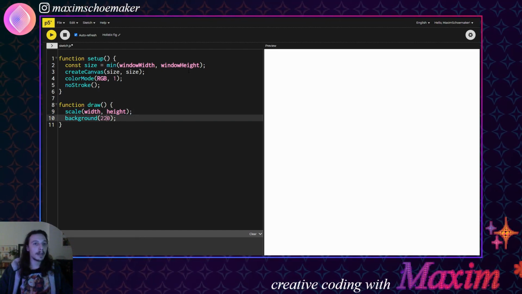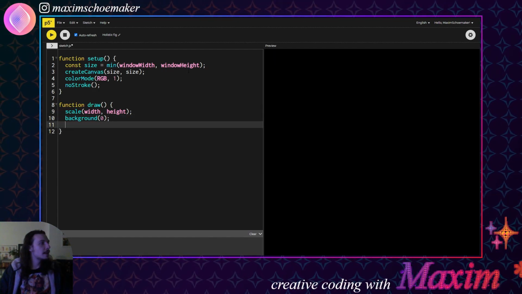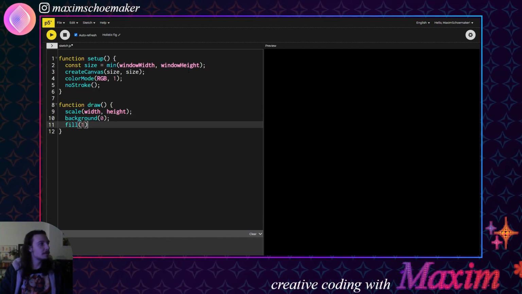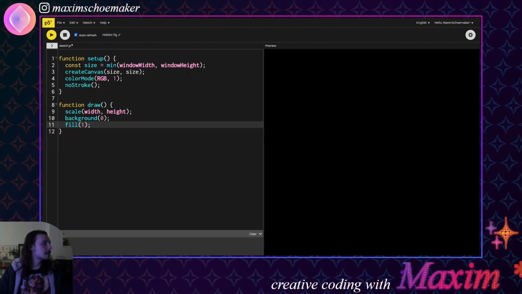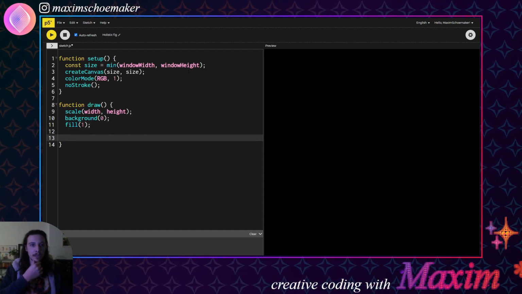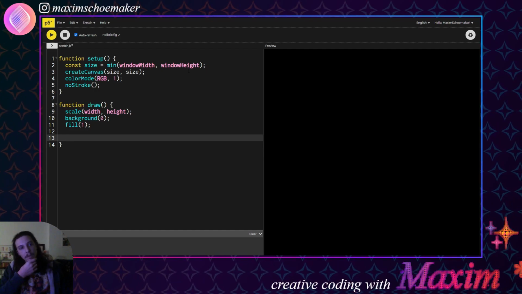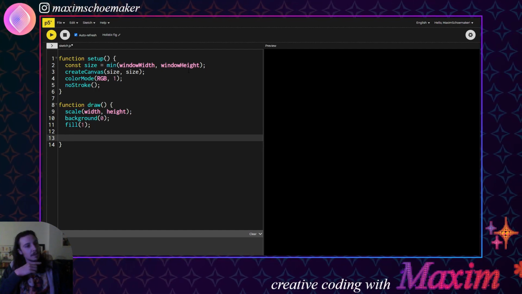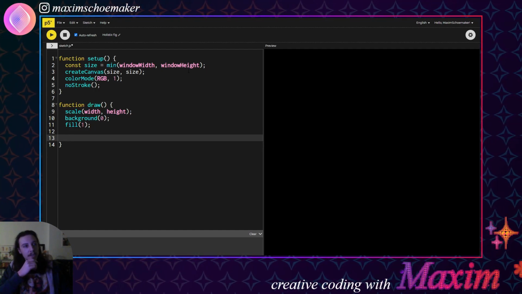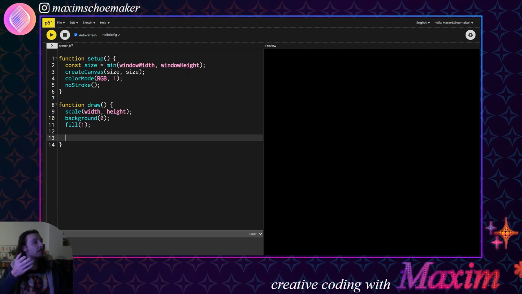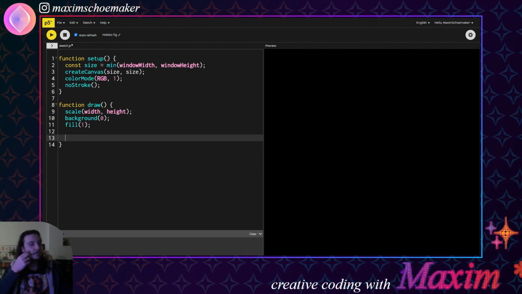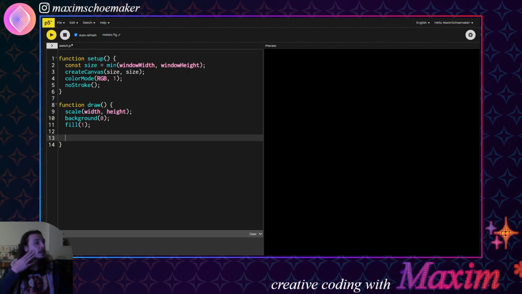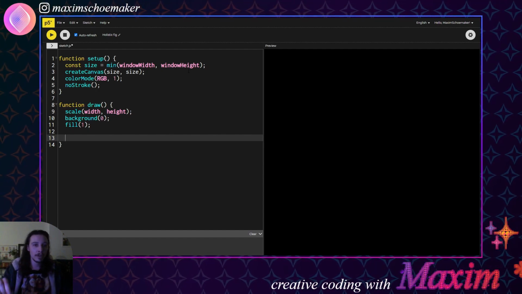Alright, let's set the background to black, and then we'll set the fill to 1, which, because we normalized it, as you might remember, is white. Okay, so what do we want to do? For this flower seed pattern distribution to work, we need to draw a spiral. And in order to draw a spiral, we first need to be able to draw a circle. How do you draw a circle?